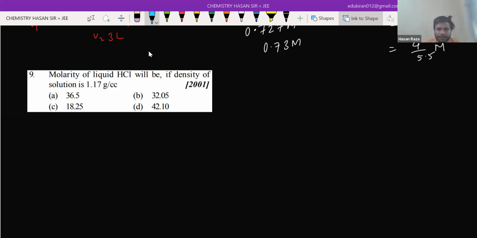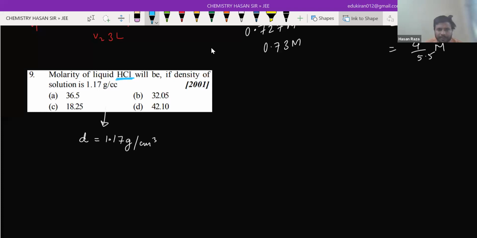Yes, yes, exactly. See, I'm going to explain this. This question is quite easy. Only density is given. Density is given as 1.17 gram per centimeter cube. Cc means centimeter cube. And this is about HCl.